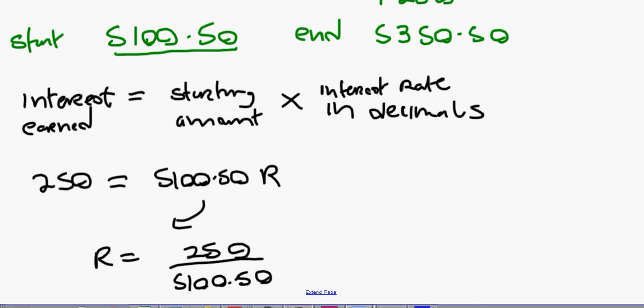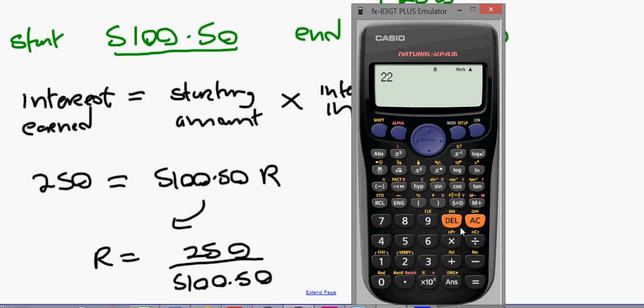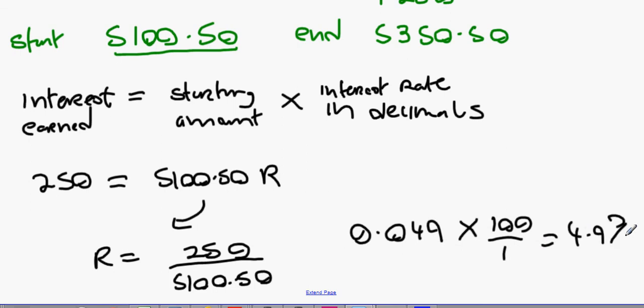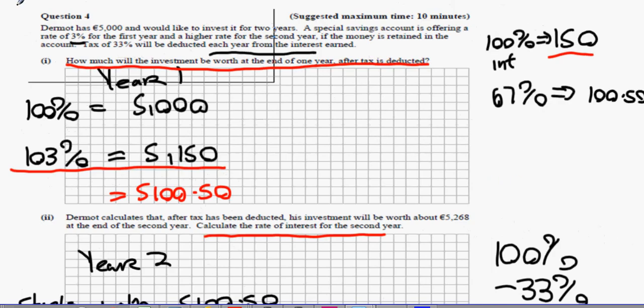So let's do that in the calculator quickly. 250 divided by 5,150, and what we get for the interest rate is 0.049. So the interest rate is 0.049. That's in decimals. If we multiply that by 100/1, we'll get 4.9%, and that was our rate of interest in the second year. Okay, next question.